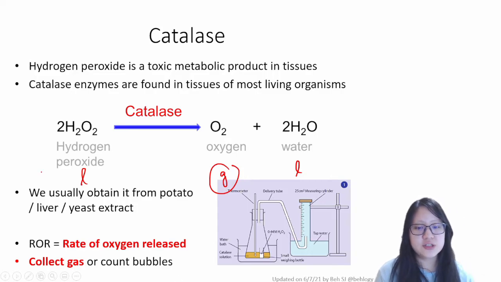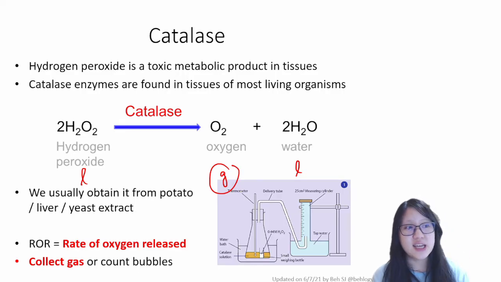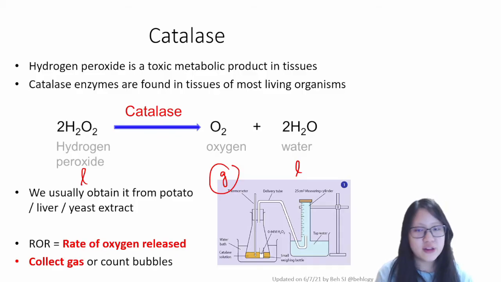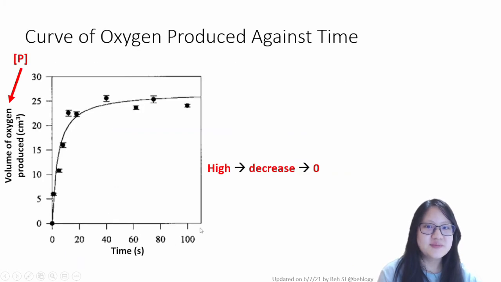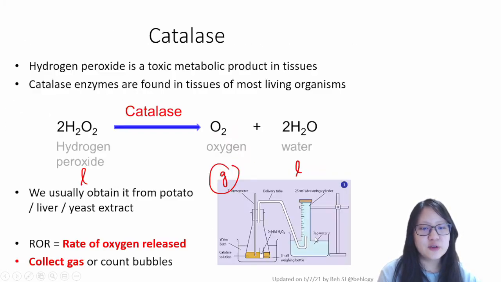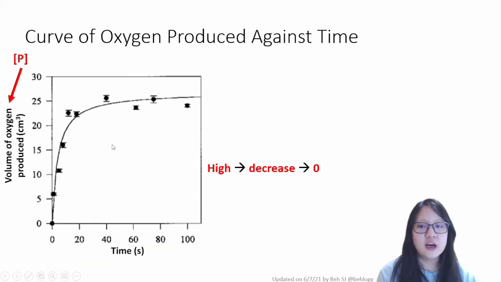Or as I said just now, you can count bubbles. So obviously counting bubbles is not that accurate, but it is a way to do so. And hopefully when you get to do labs, you would be able to do the experiment of counting bubbles as well. Okay, anyways, if you do the experiment I just described, we would have collected oxygen, and this would be the graph I would chart. So the volume of oxygen produced over time will look like this.